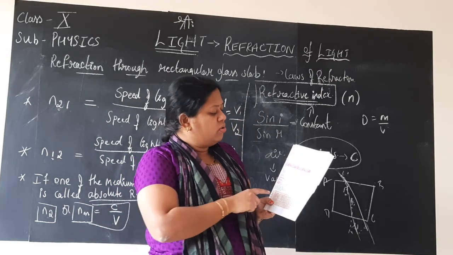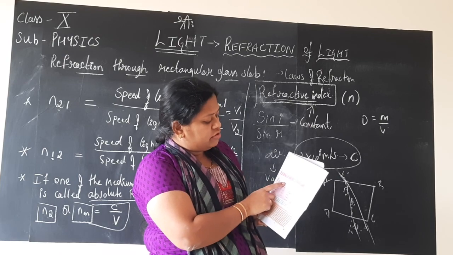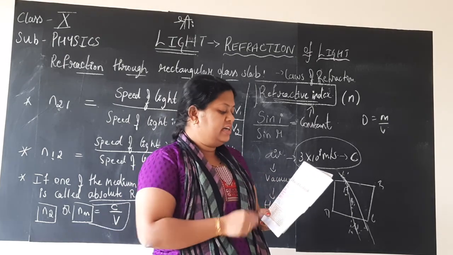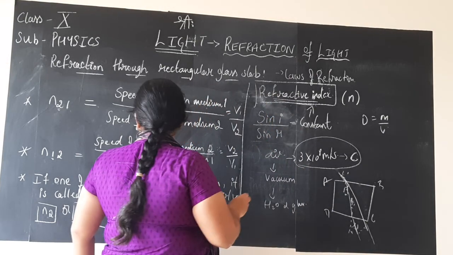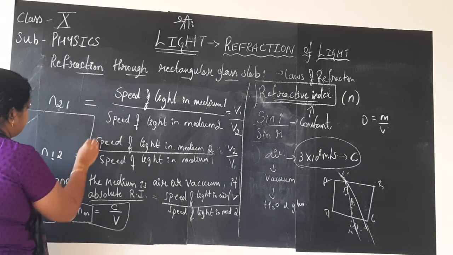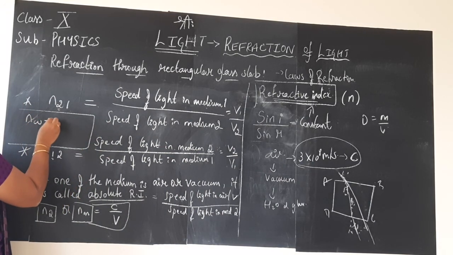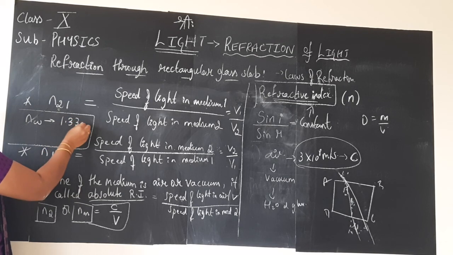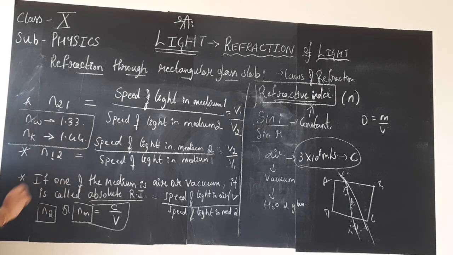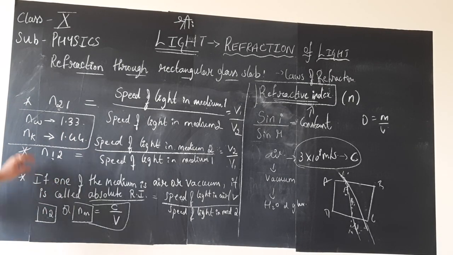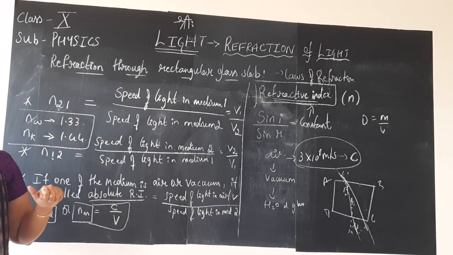Now just go through here. The refractive index of water is 1.33, children, and the refractive index of kerosene is 1.44. So I will write here: n_w, the refractive index of water, is 1.33, whereas the refractive index of kerosene, n_k, is 1.44. There is no unit for refractive index. So whose refractive index is more, children? Of course the refractive index of kerosene is more when compared to that of water, isn't it? 1.44 is more than 1.33.